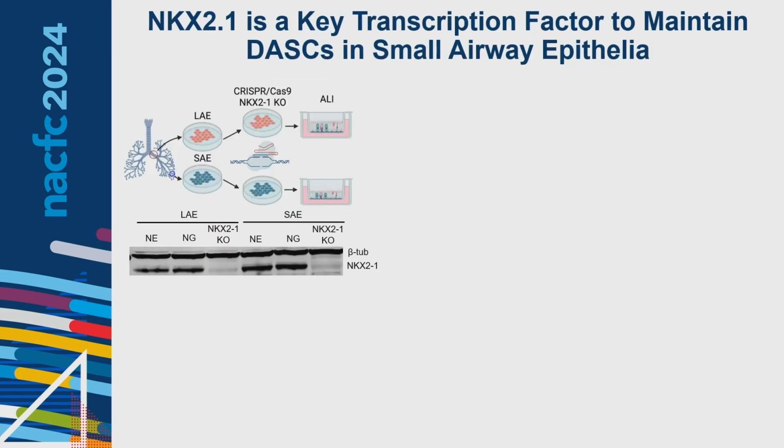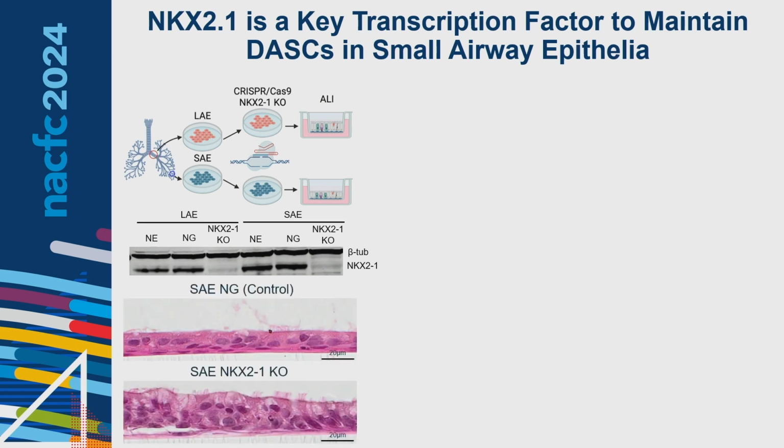And to further investigate NKX2.1's role in DAS presence in the small airway epithelia, we used CRISPR-Cas9 to knock out NKX2.1 in the LAE and SAE samples. And as you can see in the Western blot, the efficiency was pretty good as we have decreased protein expression for NKX2.1 in the knockout cultures for LAE and SAEs. Histology does show a morphological change as well. This being our negative guide RNA control, and this is our knockout. We had two controls, the non-electroporation and negative guide.